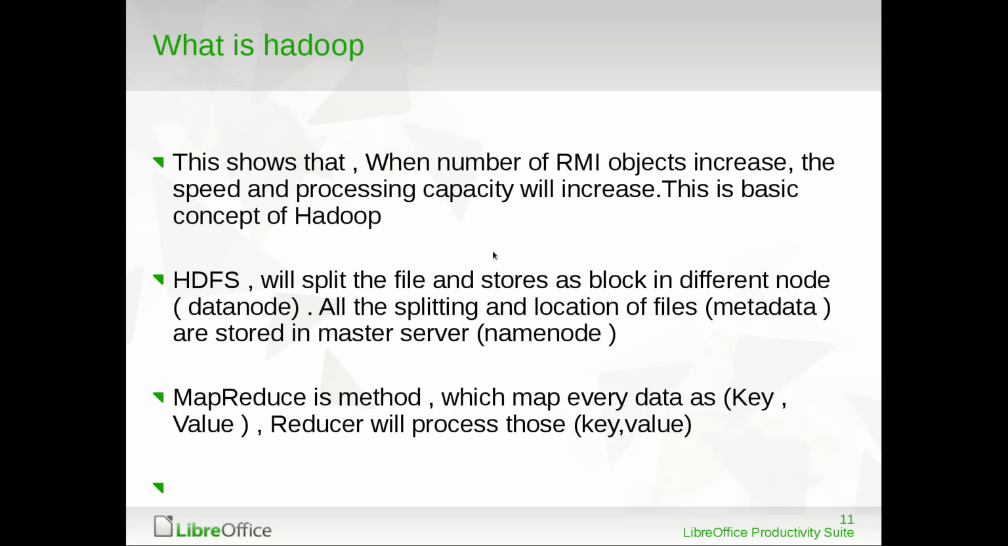Hadoop uses the HDFS file system. It's nothing but it will split the files and store them as blocks in different nodes. We call them data nodes, and all the splitting and location details of files, which are known as metadata, will be stored in the main server, which is the name node. So the name node is the most critical part of the HDFS file system. Okay, and we use the MapReduce method, which uses a mapper producing key and value pairs, and the reducer will process those outputs set by the mapper.